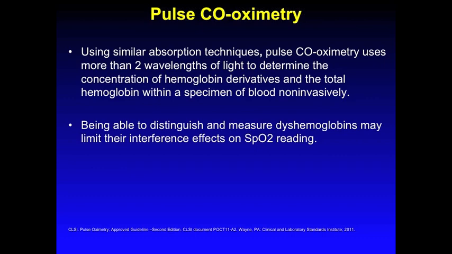Pulse co-oximetry uses similar absorption-based principles, but uses more than two wavelengths of light to determine the concentration of hemoglobin derivatives and the total hemoglobin within the blood non-invasively. Co-oximeters' ability to distinguish and measure dyshemoglobins may help eliminate dyshemoglobin effects on SpO2 measurements.